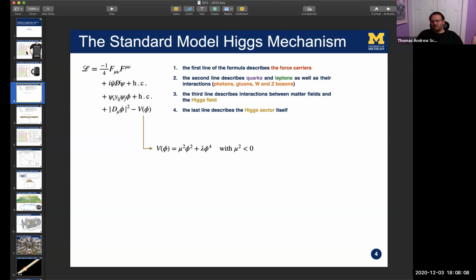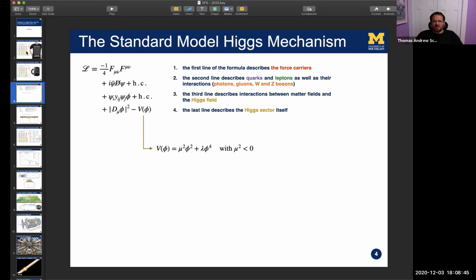So how do photons interact with quarks? How do photons interact with leptons? Gluons, how do they interact with quarks? It all sits in that second line. You'll notice there's this cute little HC there, that's for Hermitian conjugate. And all that means is we need our Lagrangian to be Hermitian. And that means that all the observables that we get out of it are real. And so that's the reason it's there, to make the whole thing Hermitian, so we have real observables. The next line down is describing interactions between matter fields and the Higgs field, okay?